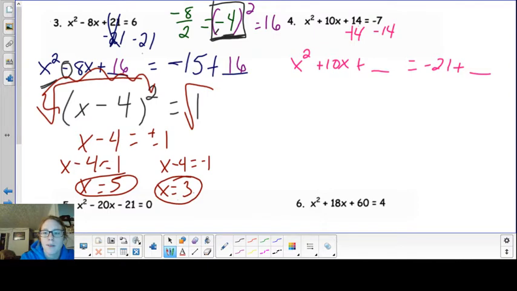And then we're going to take that middle term, which is 10, and divide it by 2, which is 5. Then we are going to take that 5, and we are going to square it, which is 25. There we go. So in both my blanks is going to go 25.